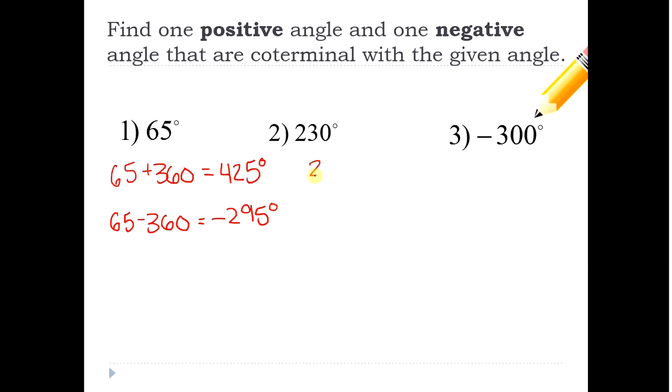So 230, I'm going to do the same thing. I'm going to add 360. I'm going to get 590. And to find my negative, I'm going to subtract 360. It's always going to be 360.